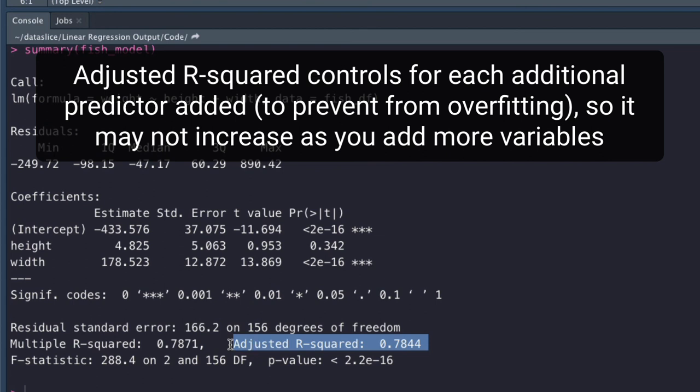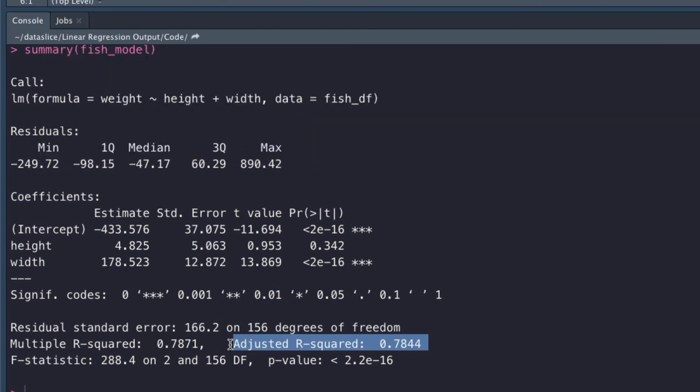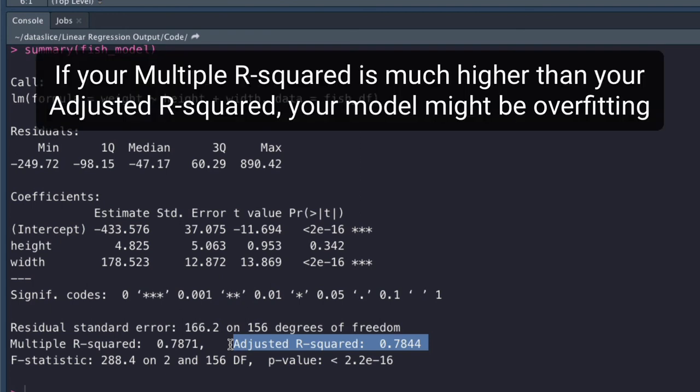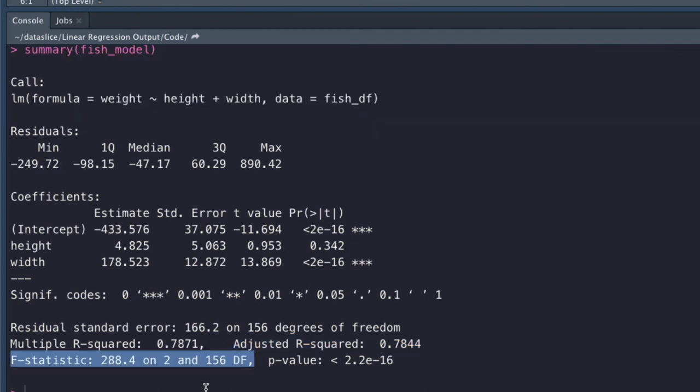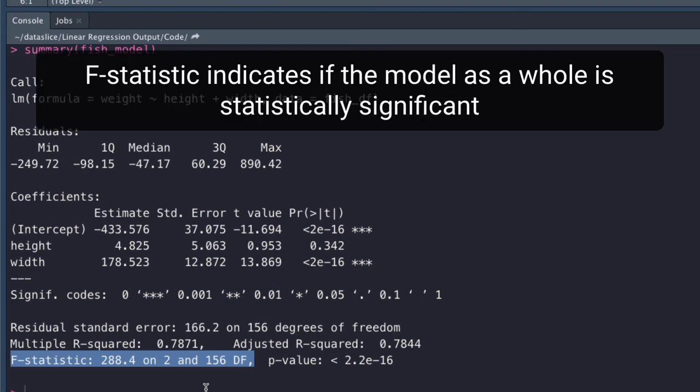So this distinction doesn't matter too much in a simple linear regression, where you only have one intercept and one slope, but it makes more sense in multiple linear regression, where you might have multiple predictors. Essentially, you want your model to be parsimonious, or somewhat simple, but also fit the data really well. And if there's a large enough difference between your multiple R-squared and your adjusted R-squared, you may have overfit your model.